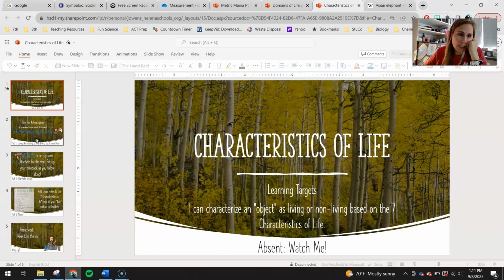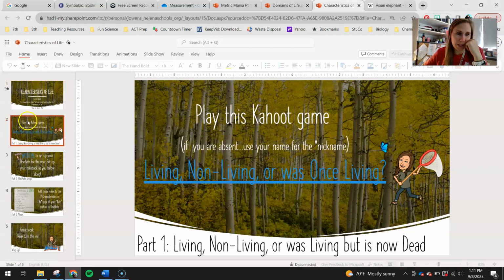All right, so on slide 2, the first thing you are going to do is play this little Kahoot game. It's called Living, Non-Living, or Was Once Living. I'm going to show you a picture that's going to represent something like a rock. That's going to be one of your first ones. It's going to represent all rocks in the world. And you would mark it as either living, non-living, or was once living and is now dead.